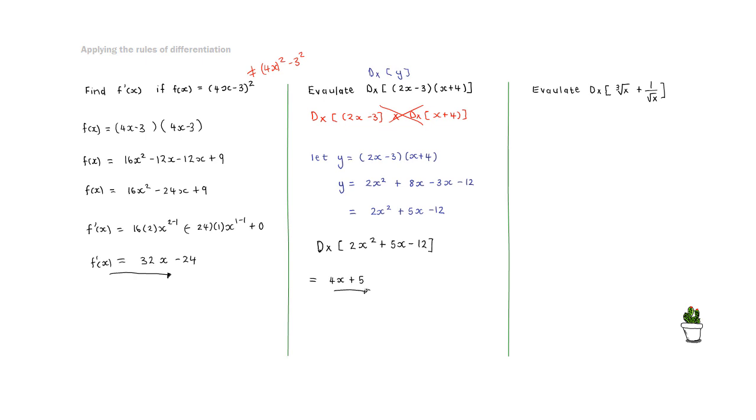Right, then the next example is, again, we have the dx operator, dx of the cube root of x plus 1 over the square root of x, and all of that is in one bracket. Okay, so we'll start off again. We're going to say let y equal the cube root of x plus 1 over the square root of x.